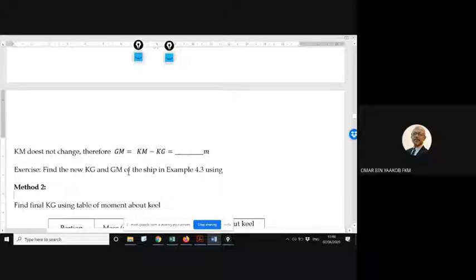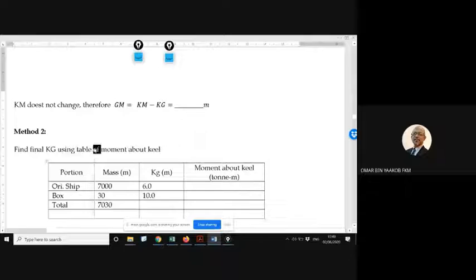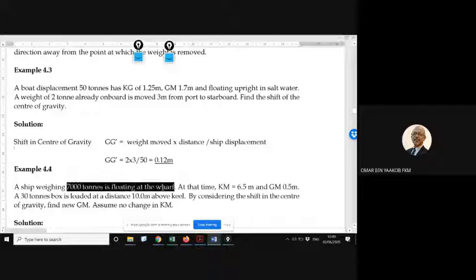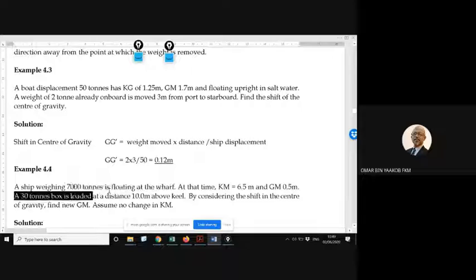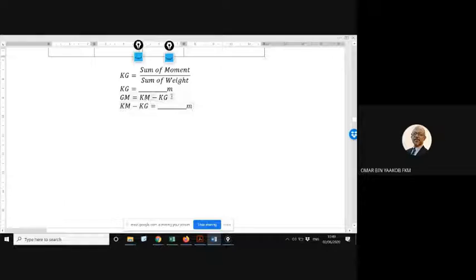Sorry, this one can be removed. I need to send a new updated version. And this is method two. Method two is like the original method in 4.1 and 4.2. What it asks here is that there is a ship floating like this, and then this weight is loaded. Then you can just find the new GM. Just find the final KG, and find GM by taking KM minus KG.